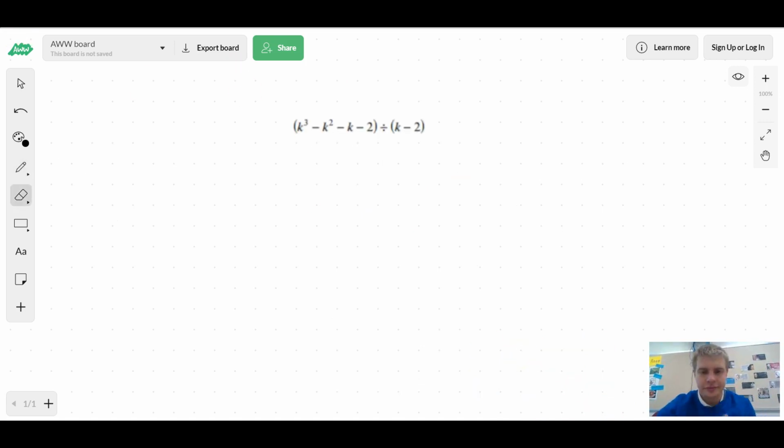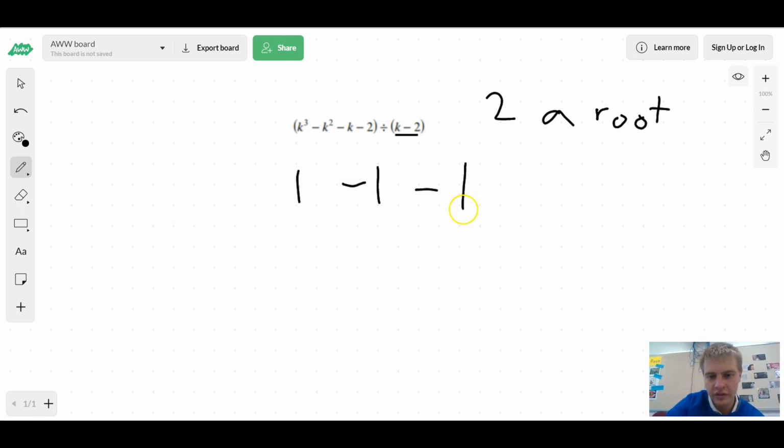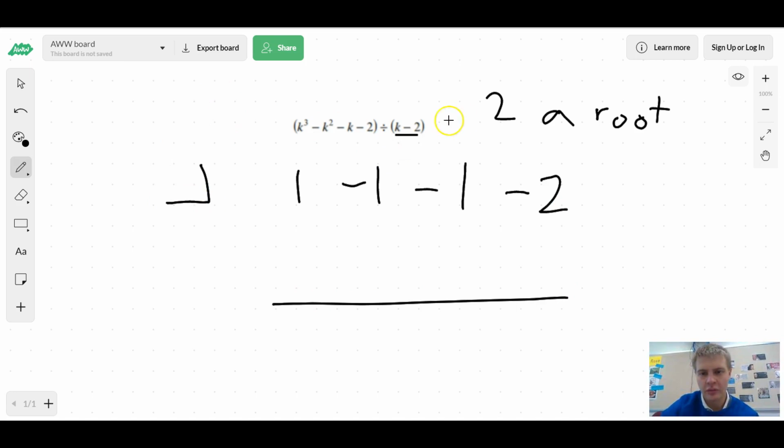Try the next one. Okay, so the question is, is this a factor? The other way they could say that is, is 2 a root? So you want to know how to say this both ways. They could ask, is this a factor, or is 2 a root? To solve either of these, you'd want to use synthetic division. So for the synthetic division, I'd have 1, negative 1, negative 1, and negative 2. And then I'd have my box over there. And again, you want to do the opposite, which would be a positive 2.